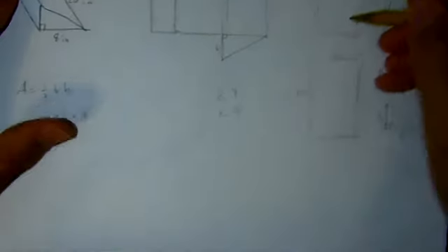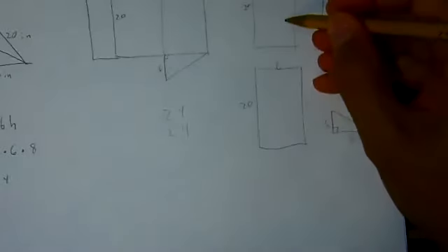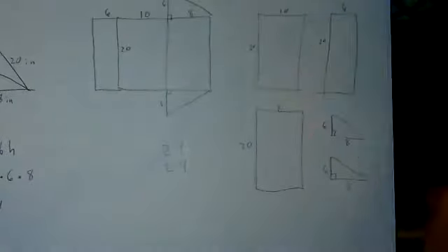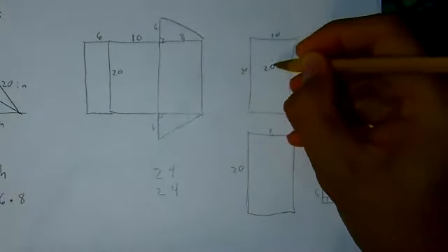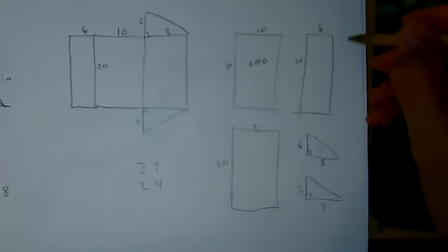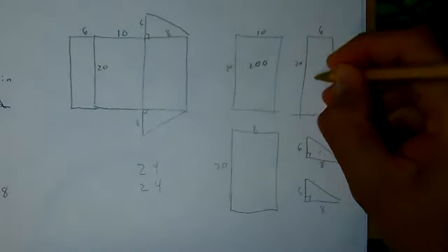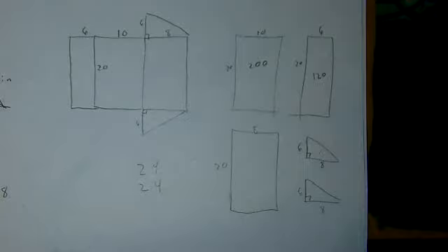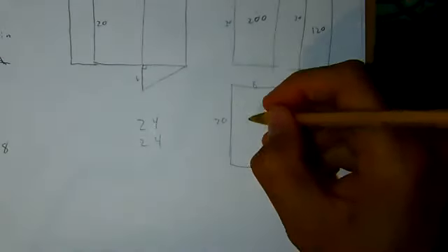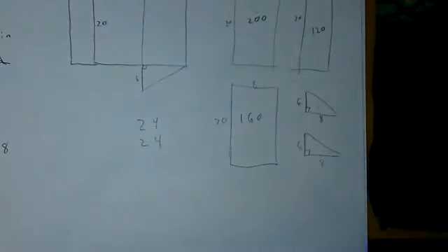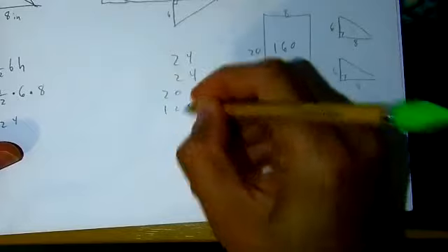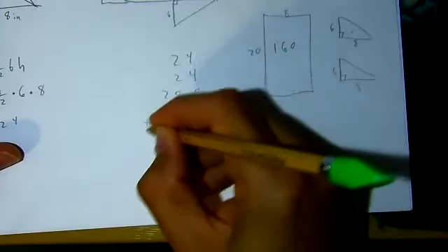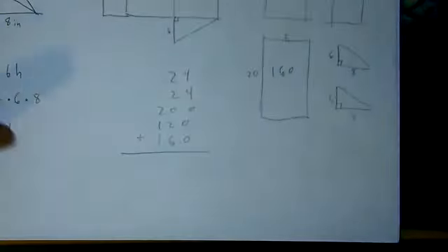Now you just do these rectangles one at a time. So 10 by 20 is 200. I know you'll probably have to do that on the calculator. 6 by 20 is 120. And then 8 by 20 is 160. So once you have all those punched in the calculator, write all those down. So there's my 5 sides.